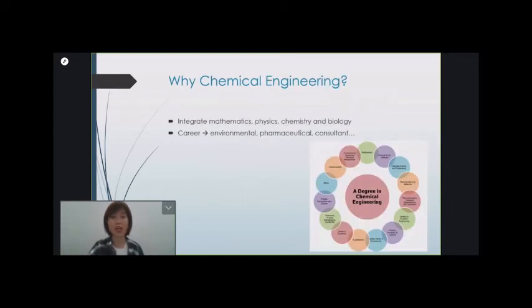Why did I choose chemical engineering? I chose it because I like science, and chemical engineering is a major that integrates mathematics, physics, chemistry, and biology. Also, this major allows me to choose from a large diversity of careers, such as environmental and pharmaceutical companies, and consultant firms, etc.